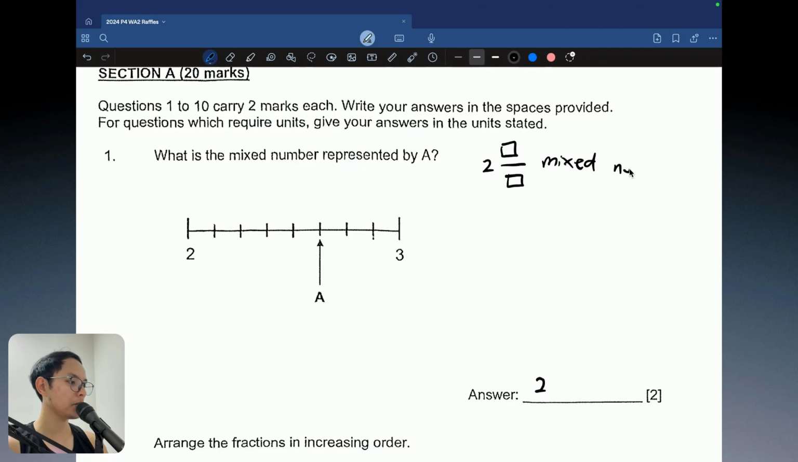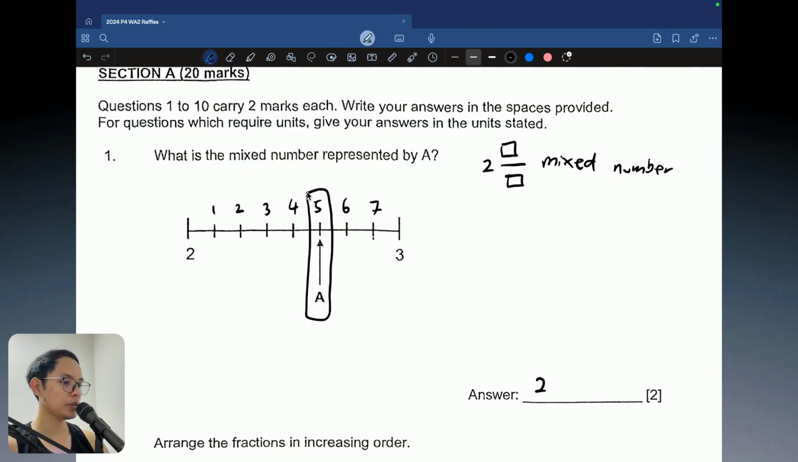Okay, so now we will calculate how many spaces are in between 2 and 3. So let's put down the number of spaces. You have 1, 2, 3, 4, nope, not 5, huh? 4, right? 4, 5, 6, and 7. So we know that A is pointing at number 5, as what you see over here. So that means our numerator should be number 5. Okay, so we put 5 out of.